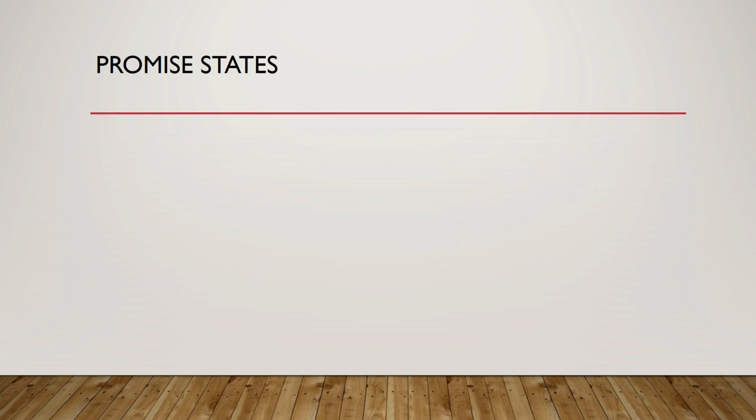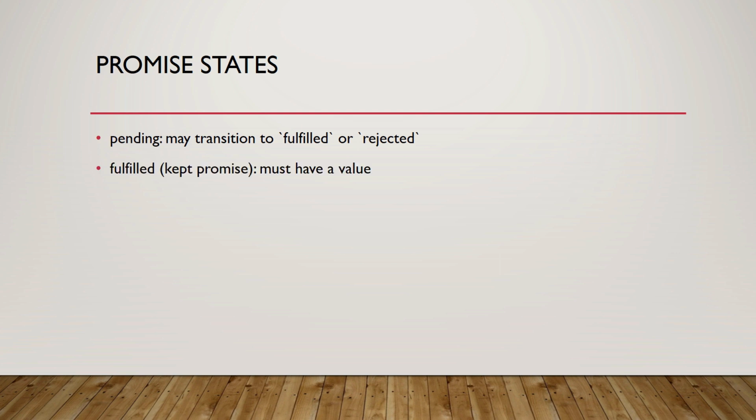There are 3 possible promise states. Initially, promises are pending. A pending promise may transition into fulfilled or rejected states. The fulfilled state represents a kept promise. Kept promises have to have a value. The rejected state represents a broken promise. When a promise is broken, there is always a reason for rejection in the form of a JavaScript error.